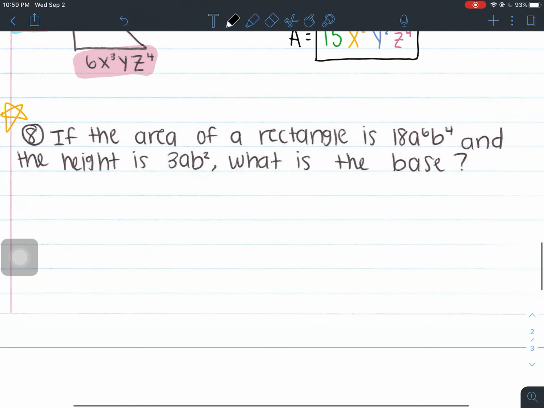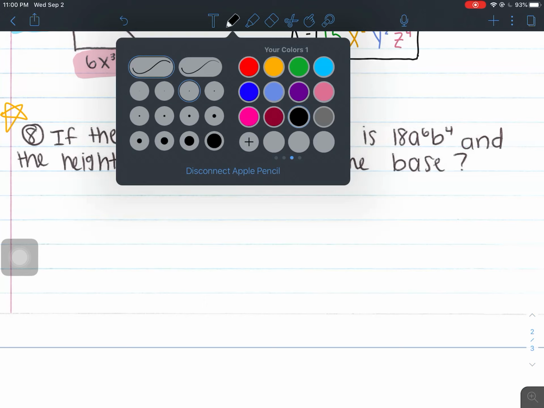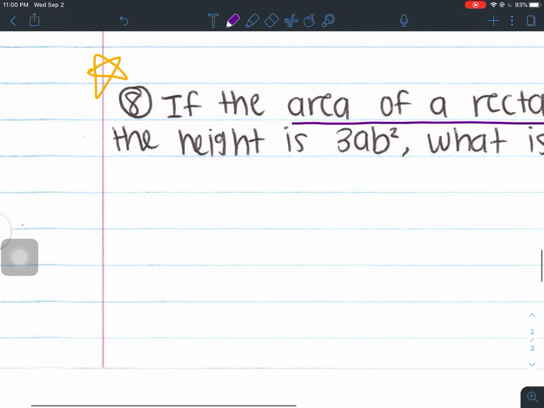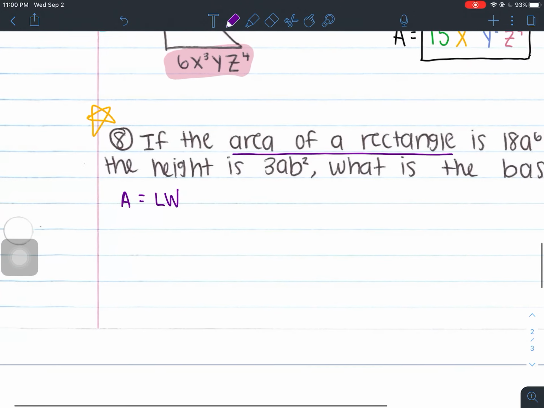All right, now lastly, number 8, if the area of a rectangle is 18a to the 6b to the 4th, and the height is 3ab squared, what is the base? Okay, it says the area of a rectangle is this, and the height is this. What is the base? Well, let's talk about the area of a rectangle for a second. How do I find what is the formula for area of a rectangle? Well, the formula for area of a rectangle is length times width.